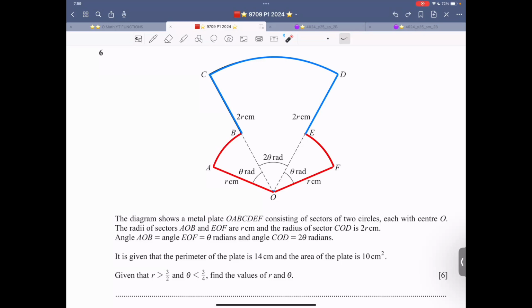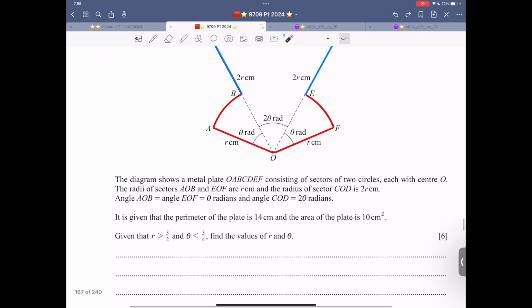So now this is all just like before. The diagram shows a metal plate consisting of sectors of 2 circles, each with center O. Why does it say 2 sectors? Because the first sector is this one. They are considering this whole thing as one sector.